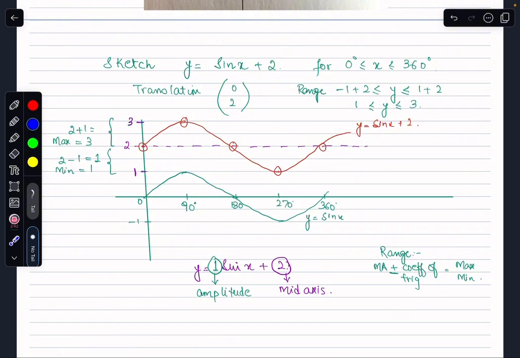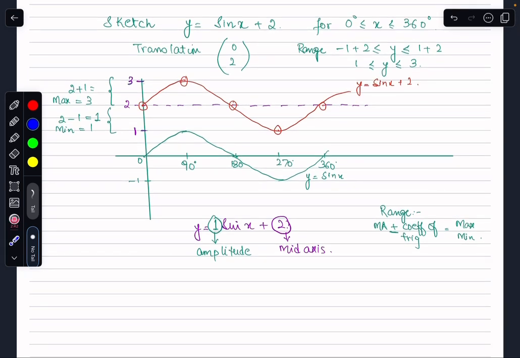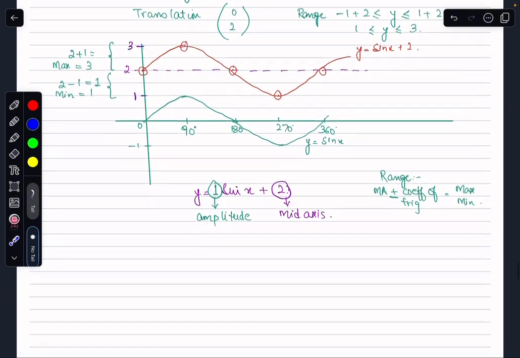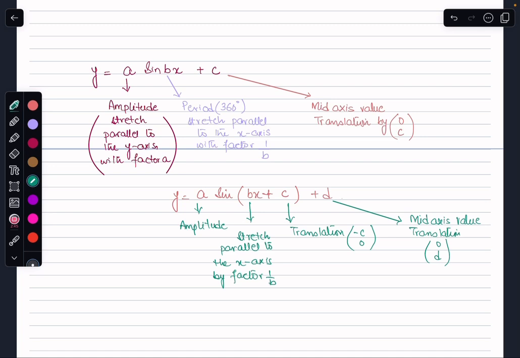So these are the individual cases that we can have for all the trigonometric functions. So in the end, if I combine all the four cases, then y equals a sine bx plus c plus d, where we should know that a is the amplitude. The coefficient of the trigonometric function is actually the amplitude.